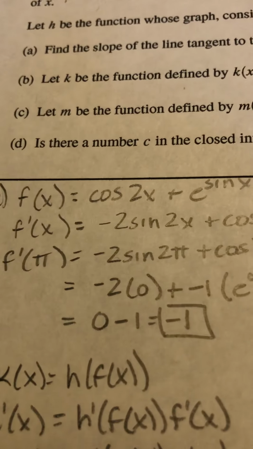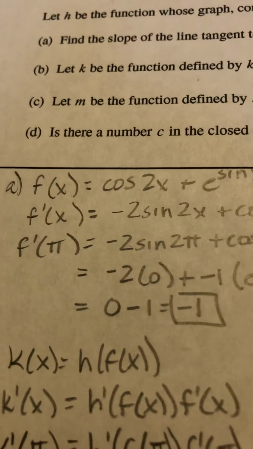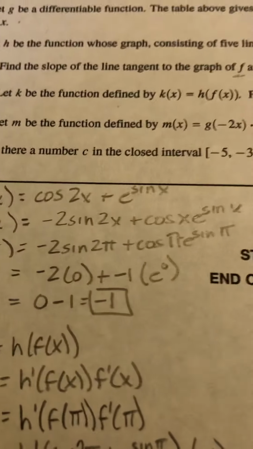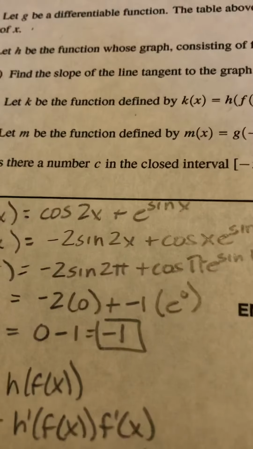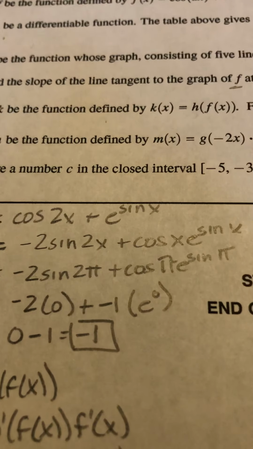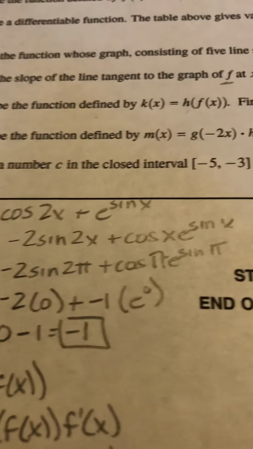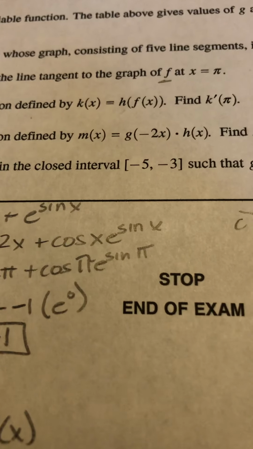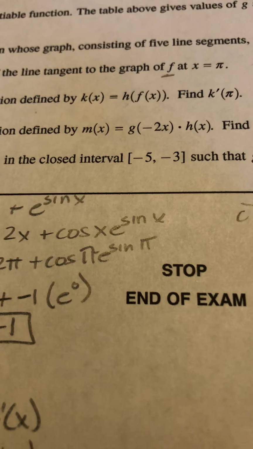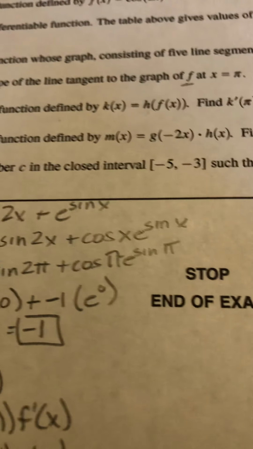So if f of x is cos 2x plus e to the sine x, we have to find f prime of x. Derivative of cosine is negative sine, and don't forget to multiply it by the 2 because it is a chain rule. And then e to the u, derivative of e to the u is u prime times e to the u, so that's plus cos x e to the sine x.